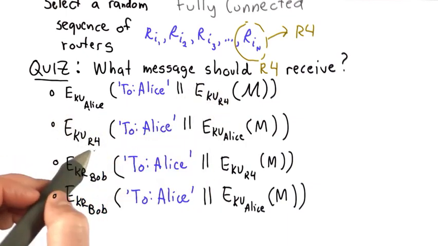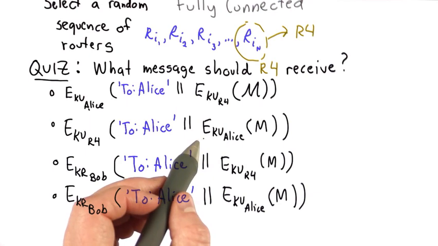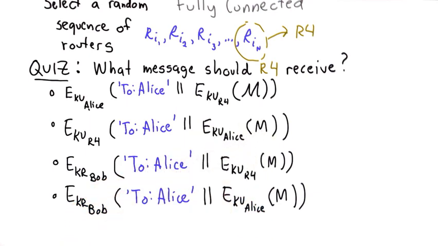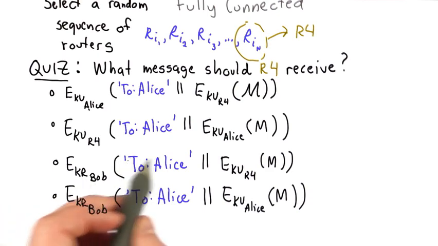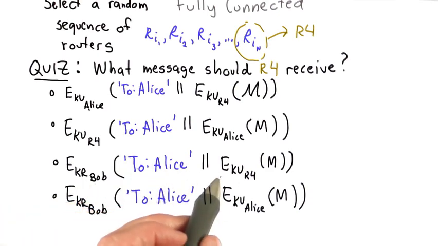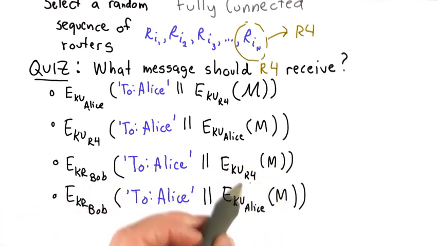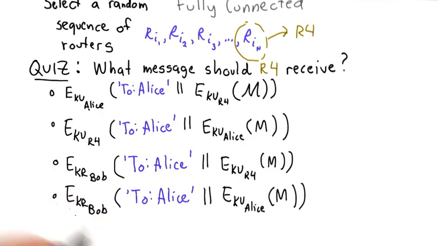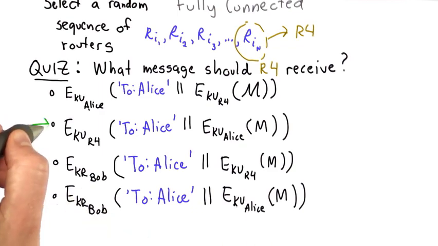Encrypted using the public key of R4, the message to Alice, concatenated with the message encrypted with Alice's public key. Encrypted using the private key of Bob, the message to Alice, concatenated with the message encrypted with the public key of R4, or the message to Alice concatenated with the message encrypted with the public key of Alice, all encrypted with the private key of Bob. The answer is the second one.